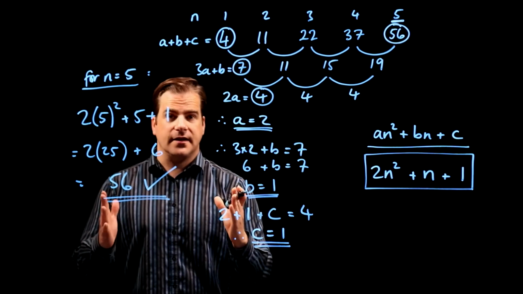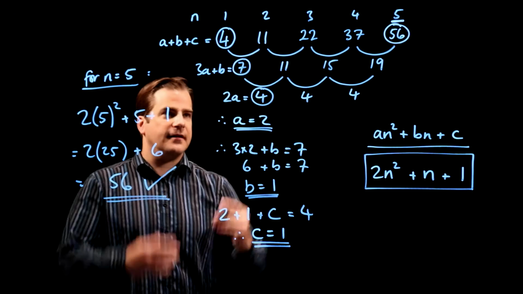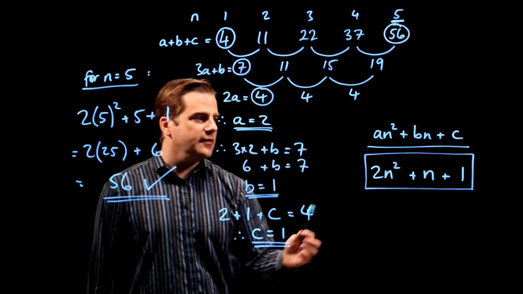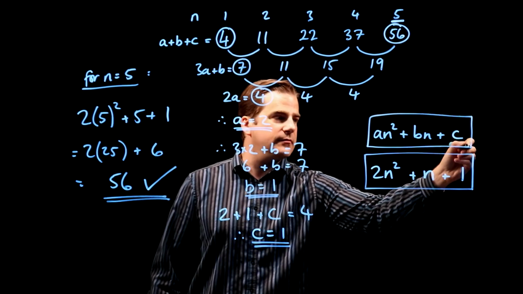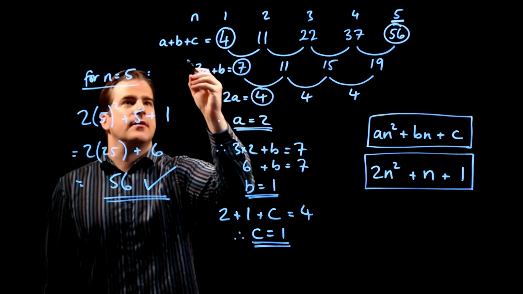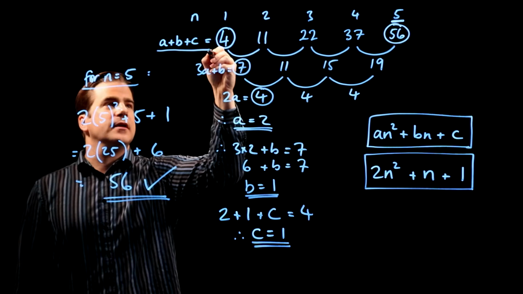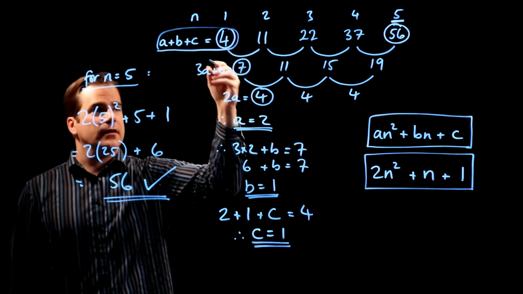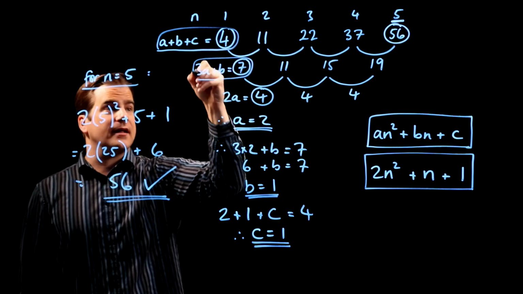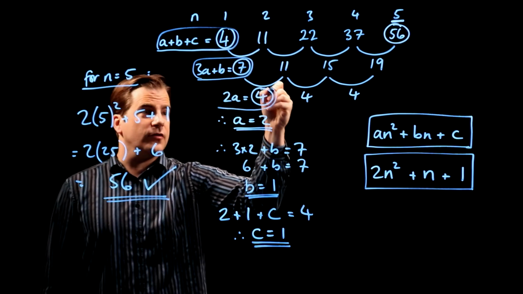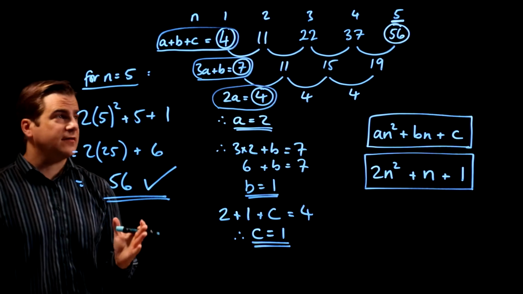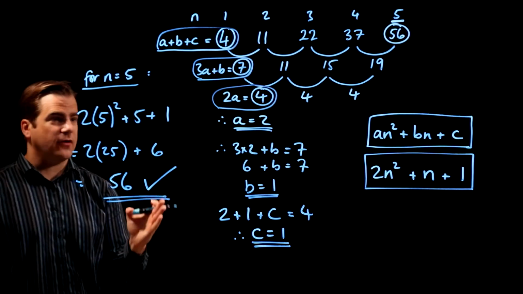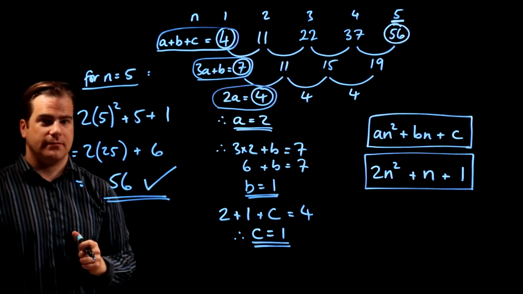These questions are easy if you know 4 things and the method, how to do it. Okay. So you need to remember an squared plus bn plus c. You need to remember a plus b plus c is that number. You need to remember 3a plus b is that number. And you need to remember that 2a is that number. If you know that, these questions, quadratic sequences, finding the nth term, they're easy.